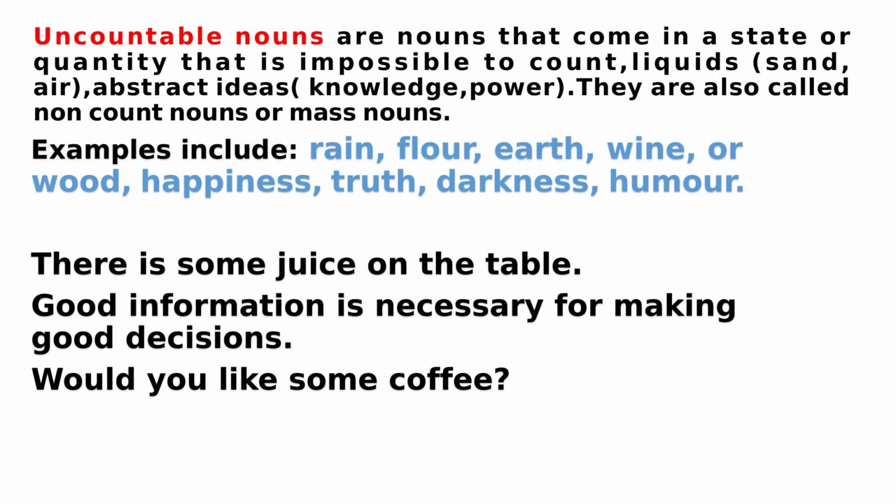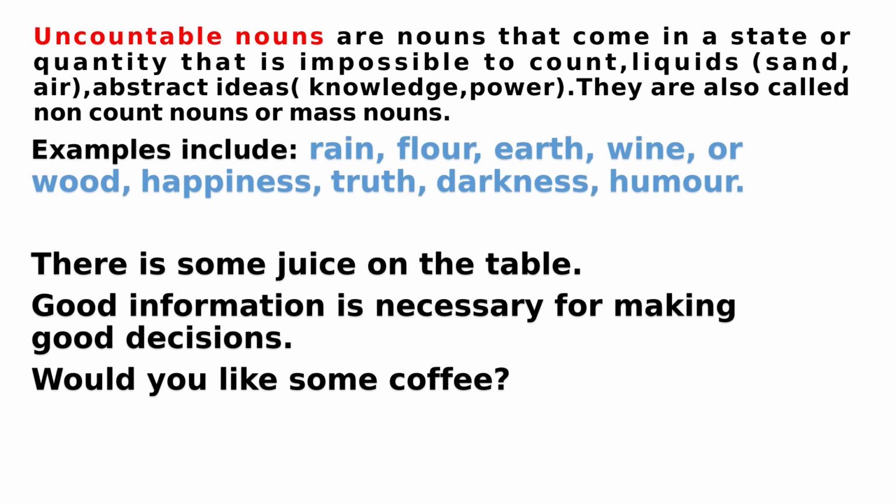Uncountable nouns are nouns that come in a state or quantity that is impossible to count, such as liquids, sand, air, or abstract ideas, knowledge, power. They are also called non-count nouns or mass nouns. Examples: rain, flower, earth, wine, wood, happiness, truth, darkness, humor.